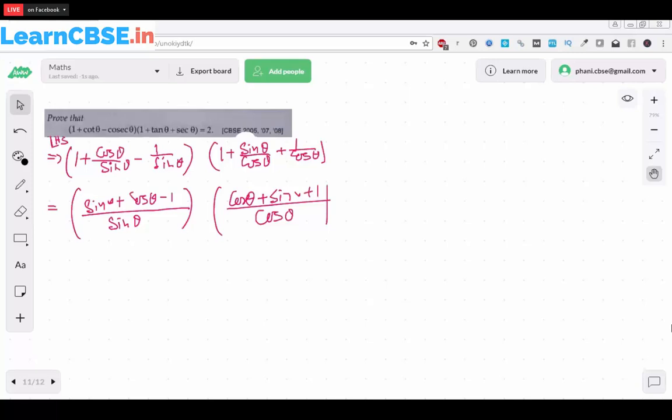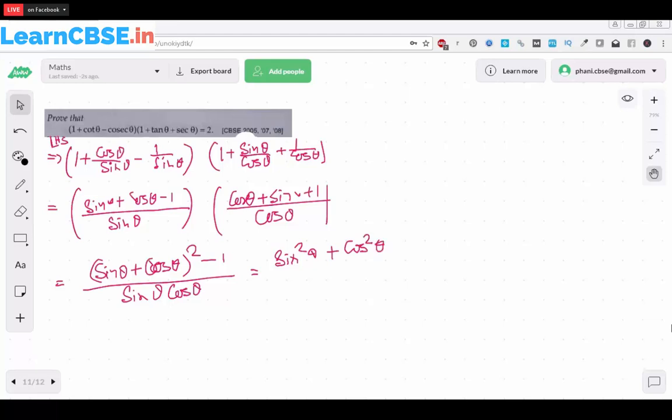Now in the numerator, if you apply a plus b into a minus b formula, you can write it as sine theta plus cos theta whole square minus 1 by sine theta into cos theta. Now we will apply the whole square formula in the numerator. It will give you sine squared theta plus cos squared theta plus 2 sine theta cos theta minus 1 by sine theta into cos theta.